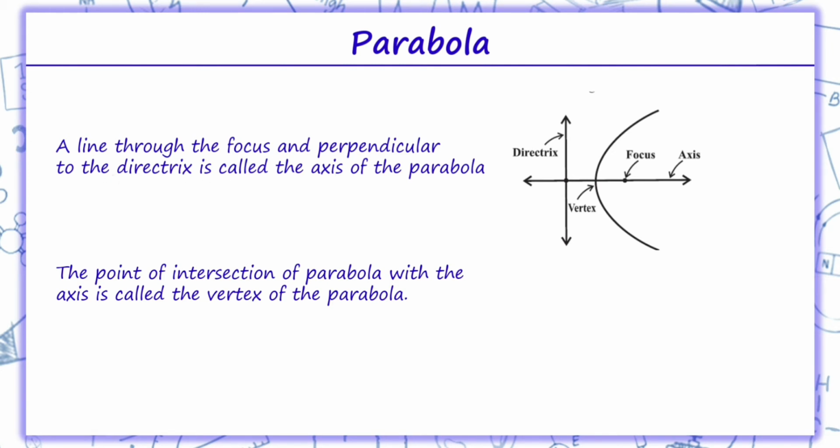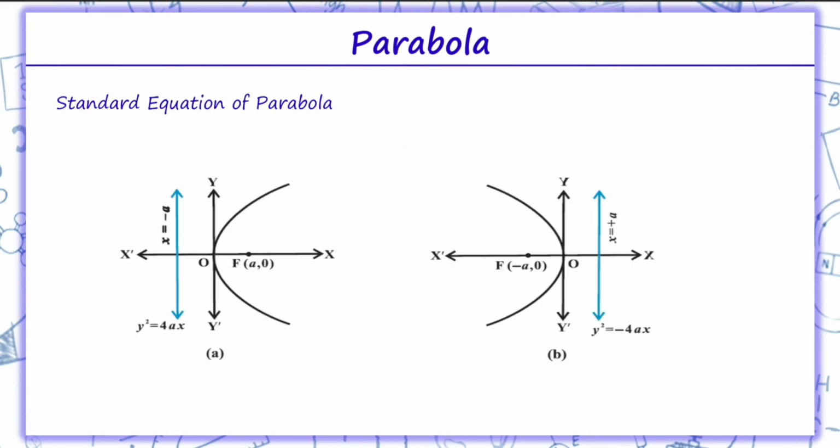Now, coming on to the next topic, a line through the focus and perpendicular to the directrix is the axis of the parabola. As we can see over here, this is the directrix, and the line perpendicular to the directrix is the axis of the parabola. Now, this is the x axis of the parabola, and the point of intersection of the parabola with the axis is called the vertex. So, this point is called the vertex.